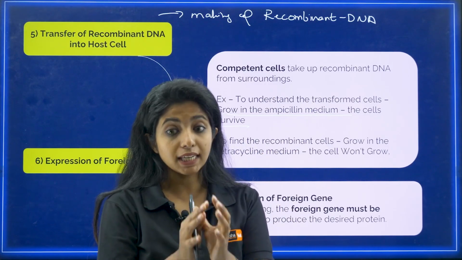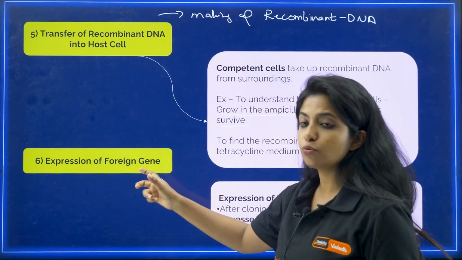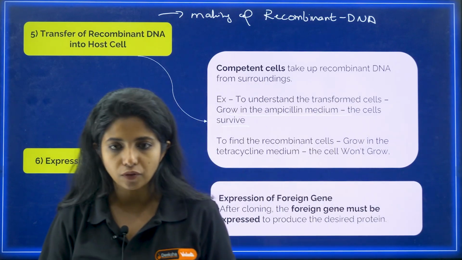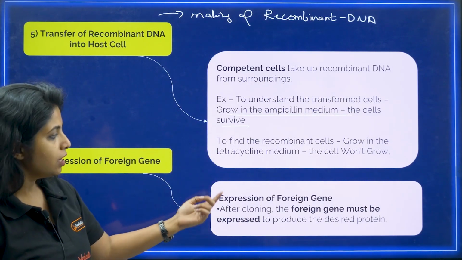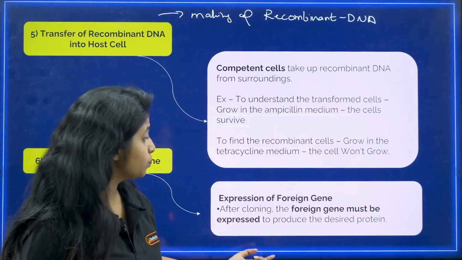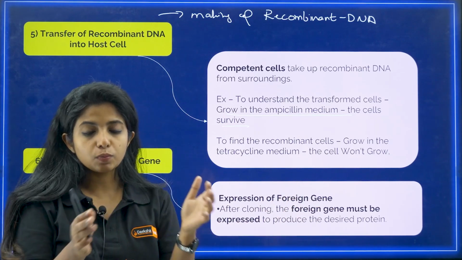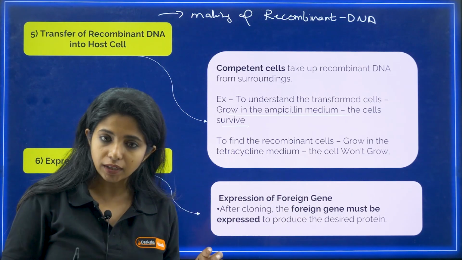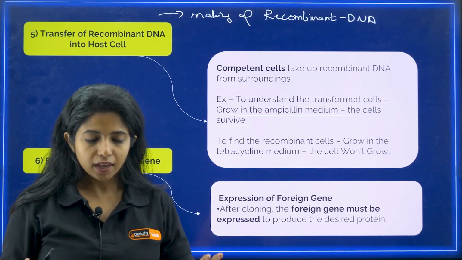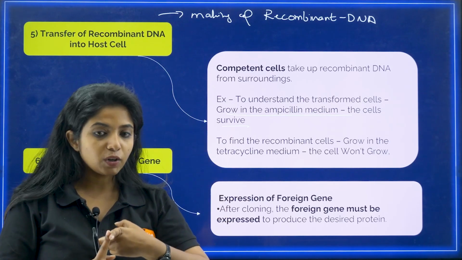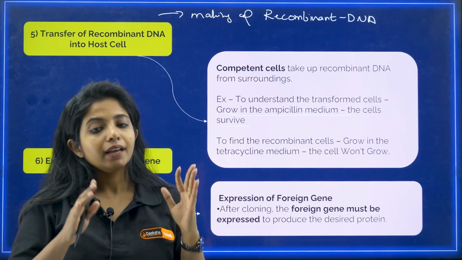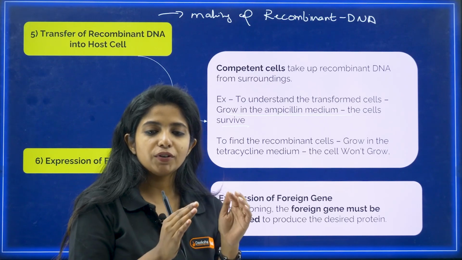Now after that, once that is all done, we take the recombinant ones and we are going to see whether the recombinant ones are going to produce what? The protein that we are looking for. So expression of the foreign gene. After cloning, the foreign gene must be expressed to produce the desired protein. So whether this protein is being produced by this particular organism or not is being checked. First it has been made sure that it has the recombinant DNA, then the expression is being checked.